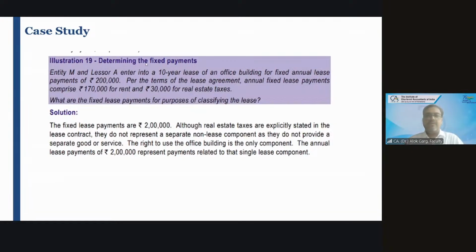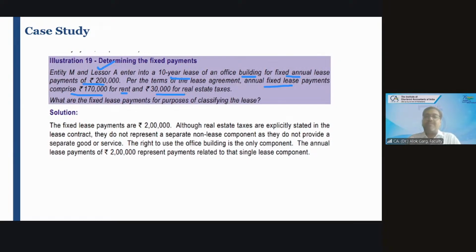Entity M and lessor A enter into a 10-year lease of an office building for a fixed annual lease payment of rupees 2 lakh. So what is the fixed lease payment? 2 lakh. As per the terms of the lease agreement, annual fixed lease payments comprise 1,70,000 for rent and 30,000 for real estate taxes.